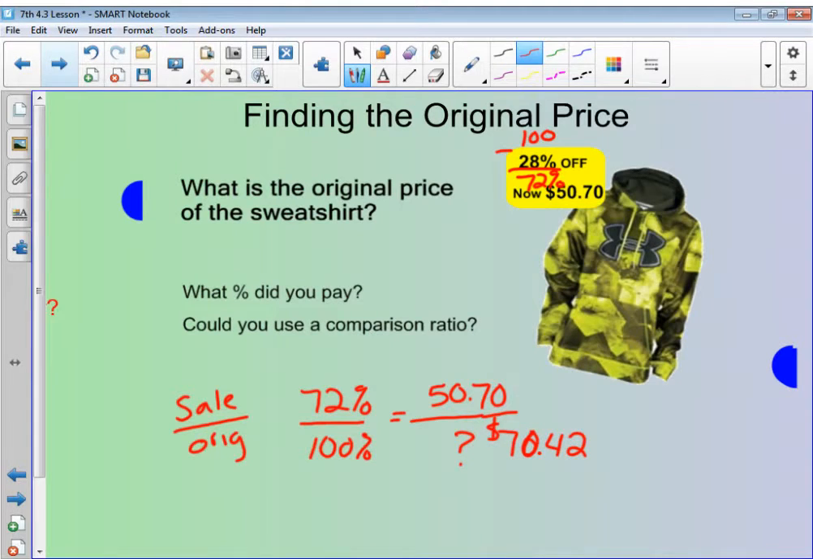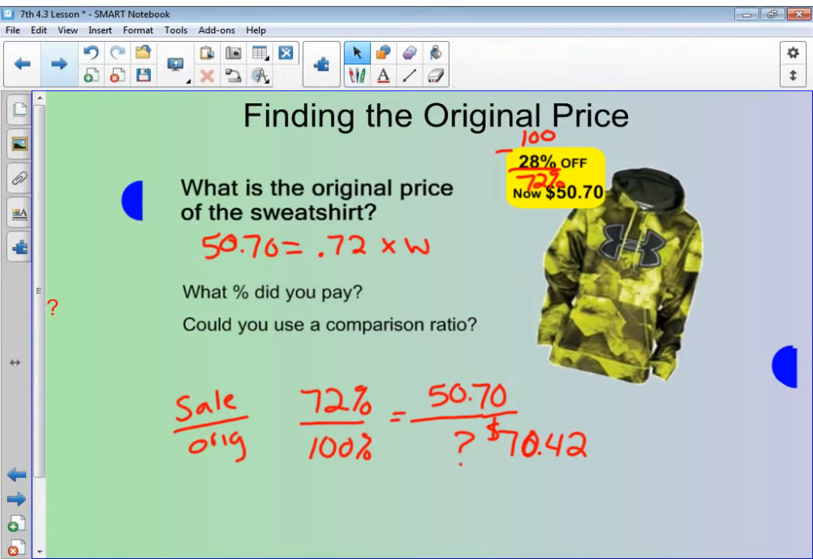Okay, I got $70.42. The other thing I could do to check myself is to say 72%, so $50.70 is 0.72 of what number? If I take 50.70 divided by 0.72, it still gives me 70.41667, so $70.42 when you round it to the nearest cent. So that's working with finding that original price. I highly, highly recommend the proportions, but if you're comfortable solving it another way, that's okay also.